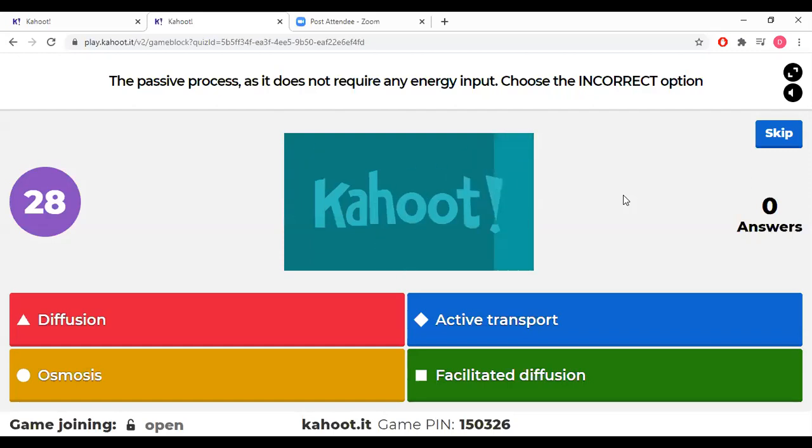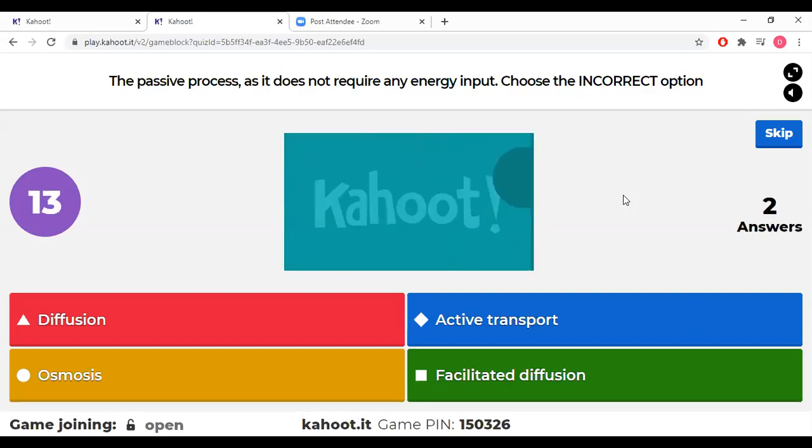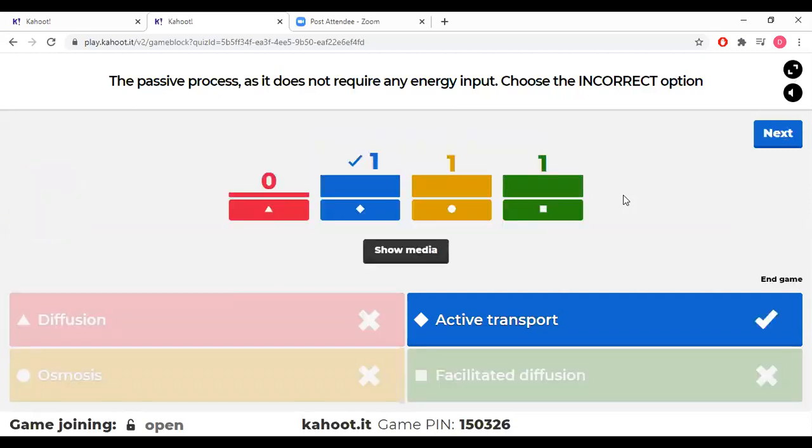The passive process, as it does not require any energy input. Choose the incorrect one. There are three here where the process that occurs is passive, because it doesn't require any energy input. And then there is one that is not passive. So choose that one that is not passive, the incorrect option. Three of them occur through a passive process where you do not require any energy input, and then one requires energy.